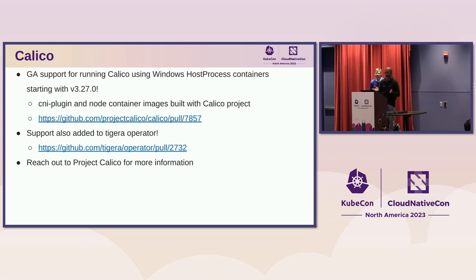So what's happening now with the Calico project is they now have their CNI plugin and node container images built within the Calico project, so you can pull those images from there. They've also added support to the Tigera operator, which is the operator that manages their pods and any containers that they have running on their different nodes. So Windows support has been added to that also. They have really good documentation, so if you go to the Calico website, they have detailed notes on how you can use Calico with Windows nodes now. So reach out to Project Calico for more information.